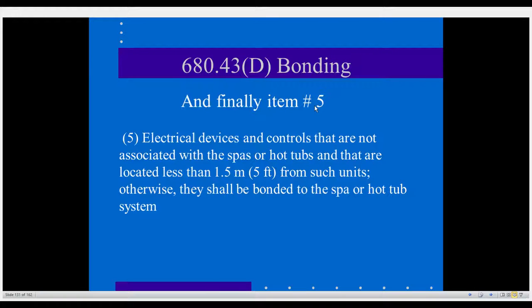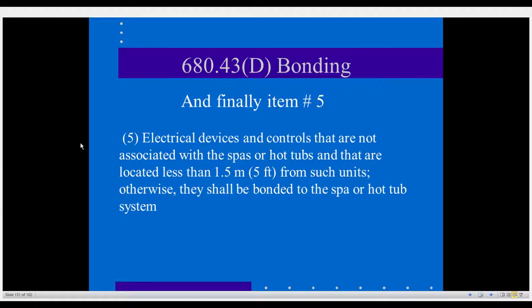And then finally, item number 5 says if you have any electrical devices or controls that are not associated with the spa or hot tub that are in that 5-foot area, you're going to have to bond those to the spa or hot tub system. So it's important to keep them out of that 5-foot zone. Now we understand the items that we have to bond.